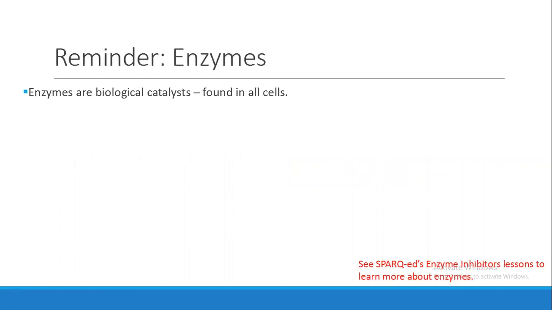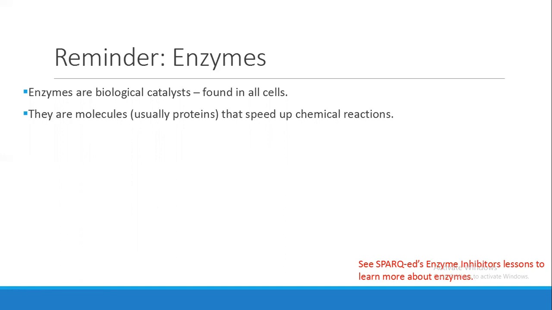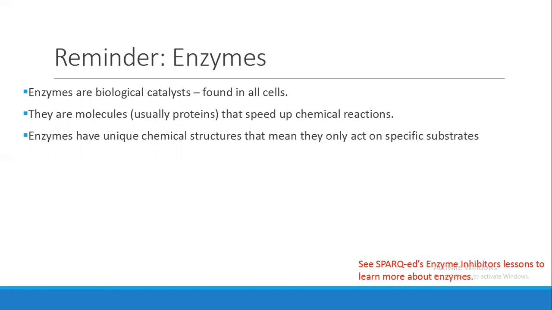Reminder: what is an enzyme? Here we will discuss some familiar characteristics of enzymes. Enzymes are biological catalysts found in all living cells. It is a basic component because enzymes drive or catalyze the chemical reactions inside all the cells. They are molecules, usually protein, that speed up chemical reactions. If we discuss the nature of enzymes, they are proteinous in nature. They mostly consist of protein.